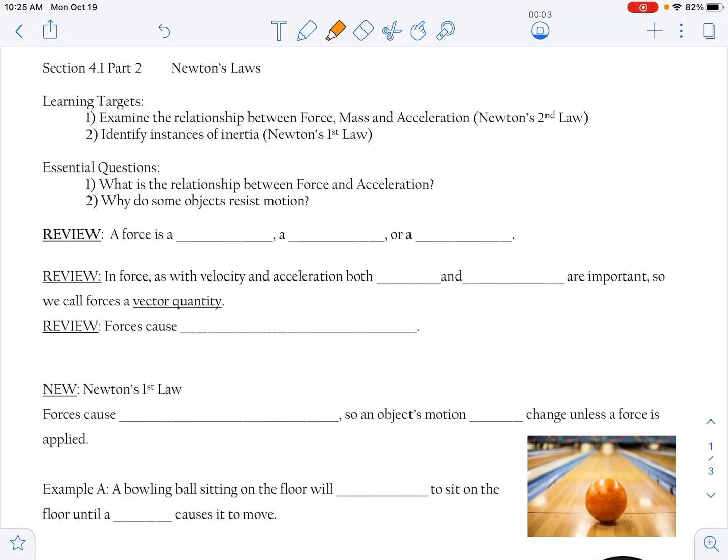Hello everyone. Today we are going to look at the second part of section 4.1, which is all about Newton's laws. We're specifically going to look at Newton's first and second laws today. So our targets today are to examine the relationship between force, mass, and acceleration. Mass is a new concept for us. And we are going to see if we can identify instances of inertia, and that will be Newton's first law.